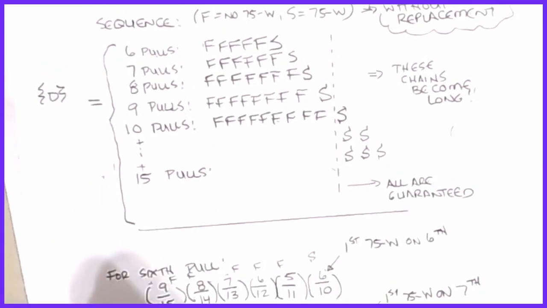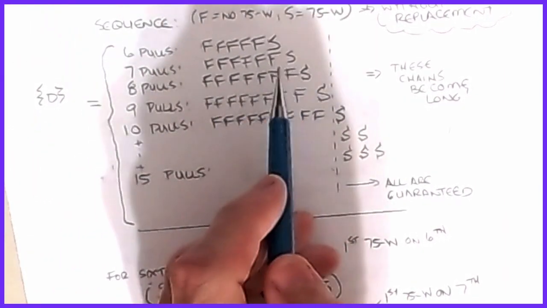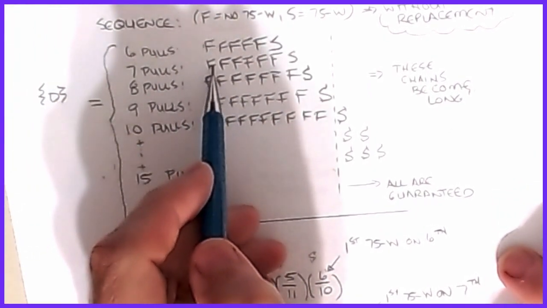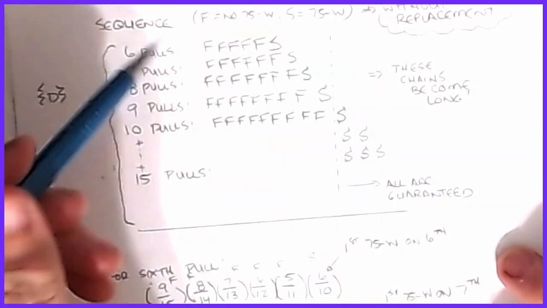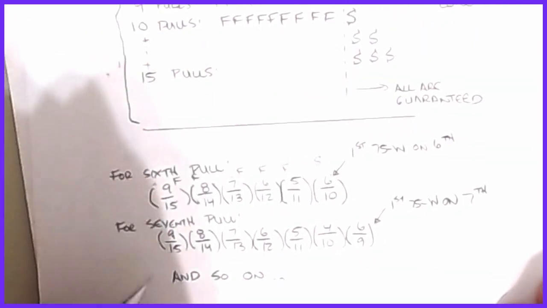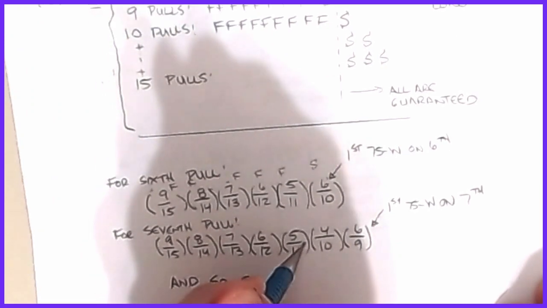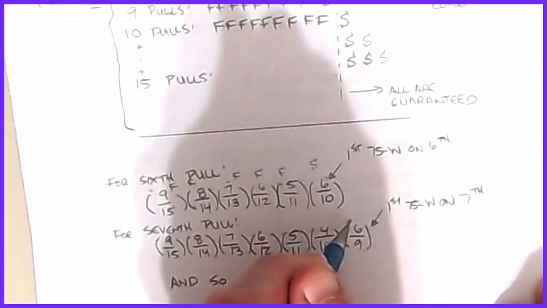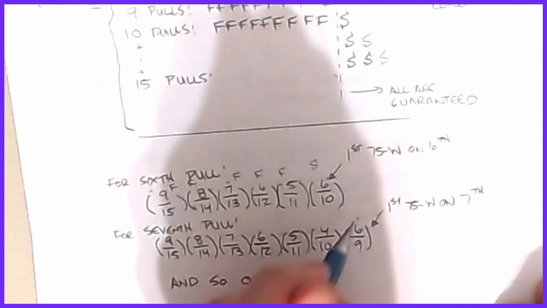Now, if we go back and look at some of the others, you can see the chains all look very familiar, but you can see these chains start growing in length on this particular problem. For 7 pulls, I had 6 failures and then a success. 8 pulls was 7 failures and a success, and I could repeat this process all the way down. For example, for the 7th pull, it's the same chain all the way out to my 5 on 11, but then I have a 4 on 10 multiplied in here, and then my success is now going to be 6 on 9, because there's 9 bulbs there and 6 of them are 75 watt bulbs.